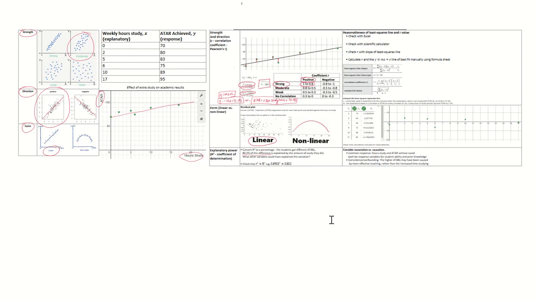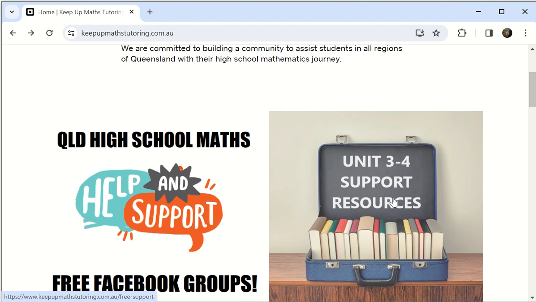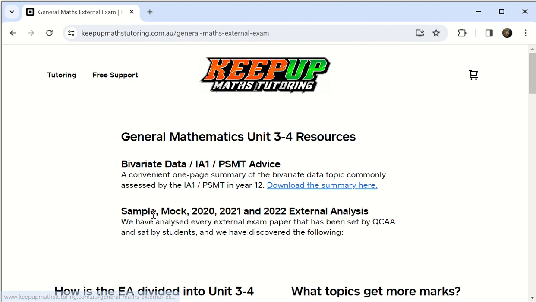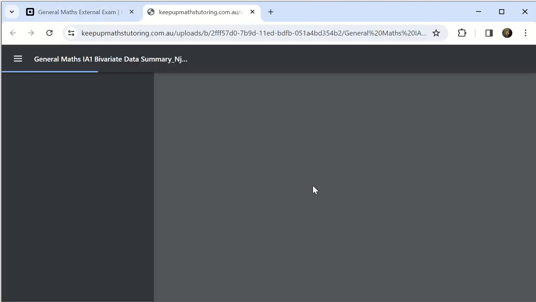So when we zoom out and take a bigger picture view of what's happening in bivariate data, hopefully we can see some interrelationships between the visual statements that we can make and the analytical calculations that we can do to justify those same results.